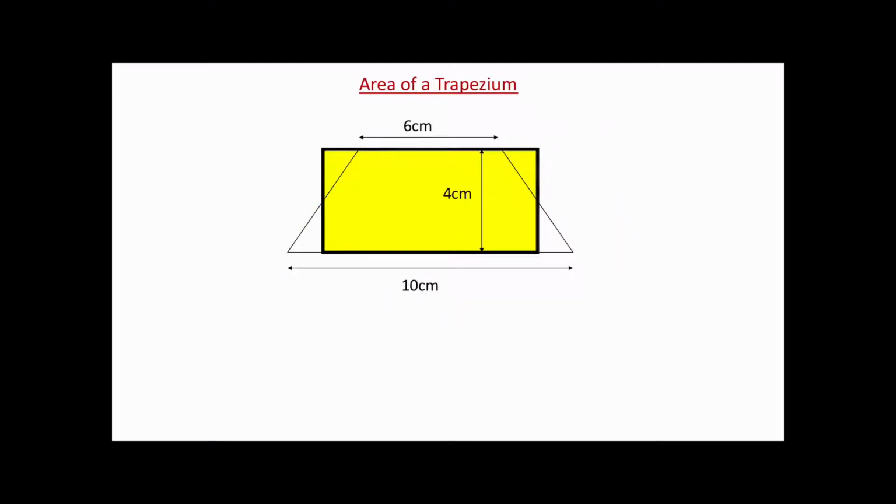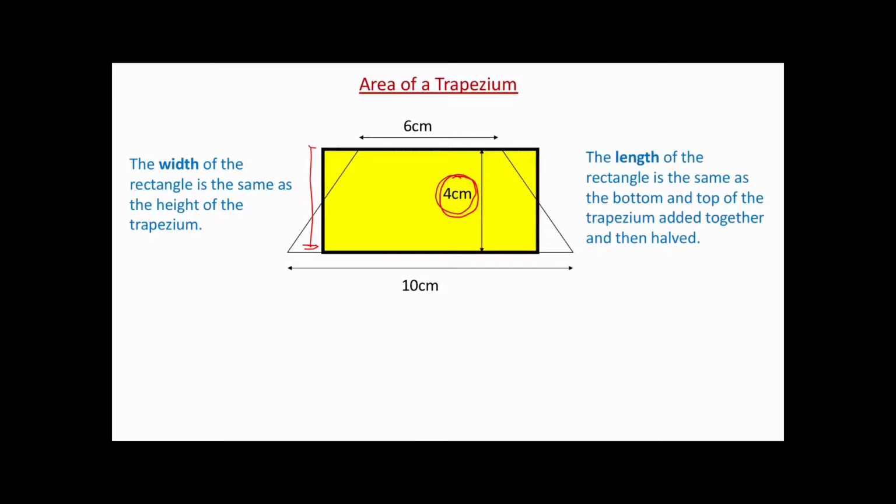So I've got this figure here, and it turns out that the width of that rectangle that we drew over the top of our trapezium is actually the same as the height of the trapezium. So this height here is the same as the height of our trapezium, which is 4 centimeters.